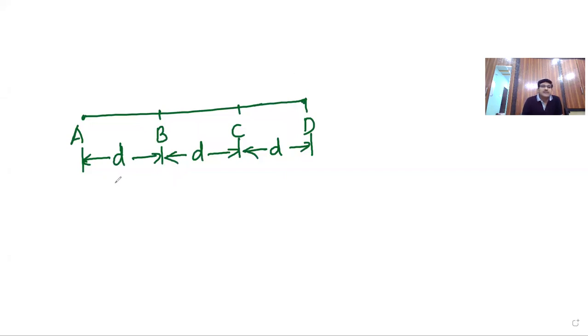The speed here is, let us say, first AB is covered with the speed of V1. Second distance D, BC, is covered with the speed of V2. And third, CD, is covered with the speed of V3. Same distance D, but different speeds. Times will be different. T1 is the time taken in the first, T2 is the time taken in the second, T3 is the time taken in the third.